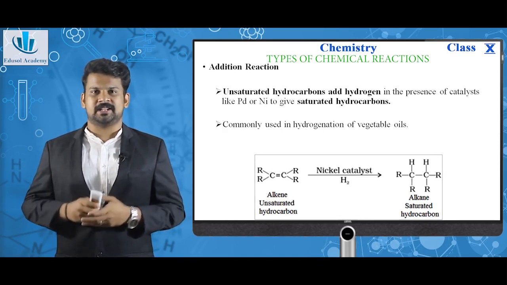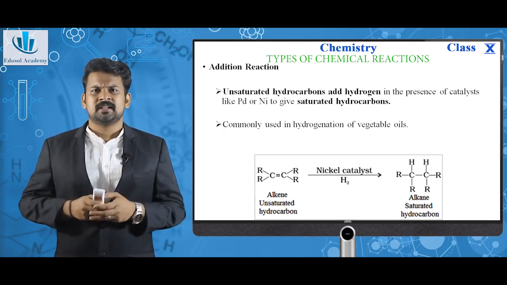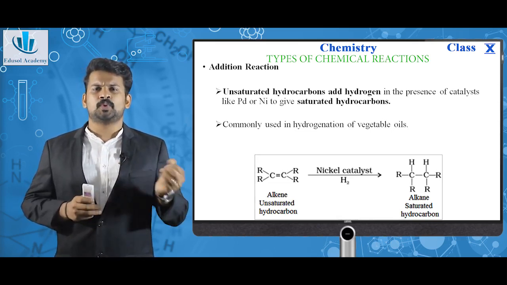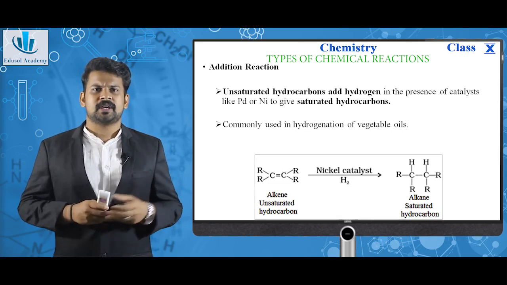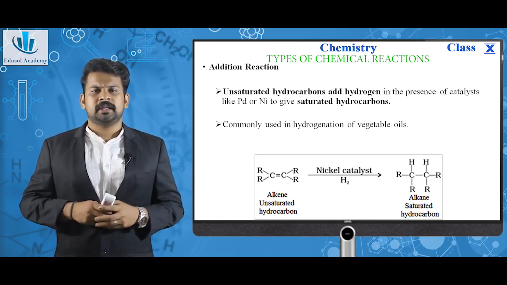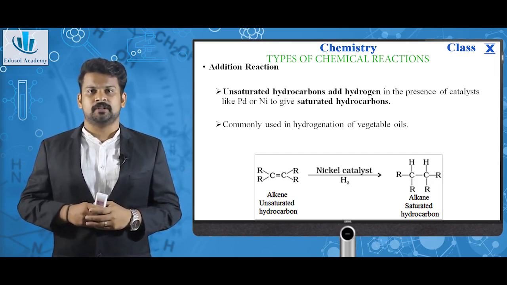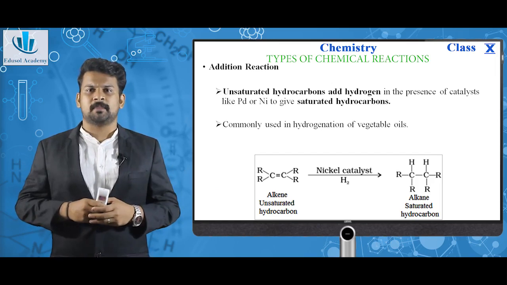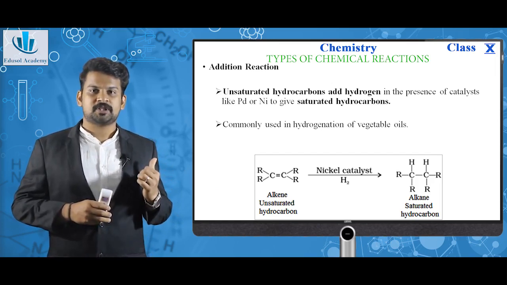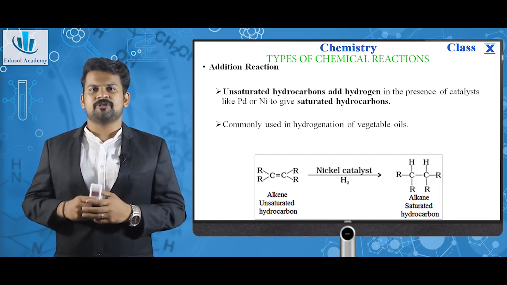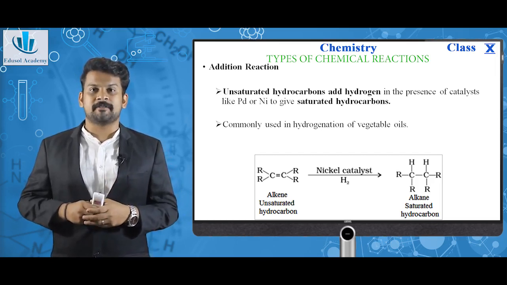Next, addition reaction. As the name suggests, this particular reaction adds some compounds or some atoms to a particular compound. As you can see in the picture, alkene is an unsaturated compound. Hydrogenation occurs in the presence of nickel as catalyst to add hydrogens to the double bond. As you can see in the picture, 2 new hydrogens are added. This addition reaction is commonly used in hydrogenation of vegetable oils.